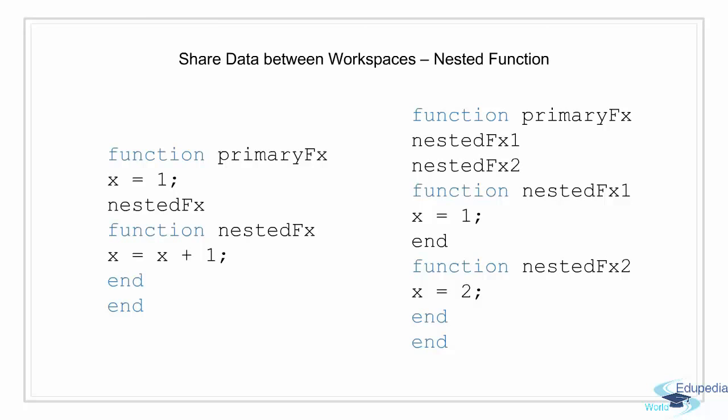On the left we have a variable in the primary function itself and the nested function is using it. Whereas on the right we do not have a variable in the primary function and the nested functions are using their own independent variables that basically cannot interact with each other.